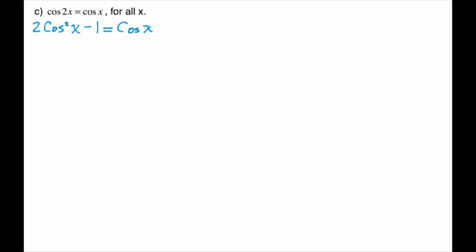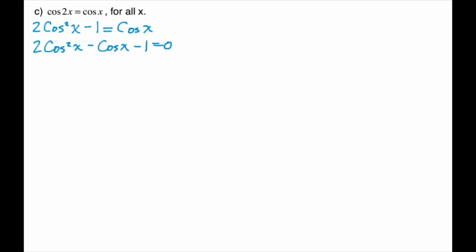Now I know that there's 3 versions of that identity, but the reason that I chose this one in particular, the 2 cosine squared x minus 1, is because it involves cosine. And of course on the right hand side of the equation we've got cosine, so we want to have everything in terms of cosine. Once I've got it like that, I can move all terms onto one side of the equation. So it'll look like this, subtracting cosine x from both sides.